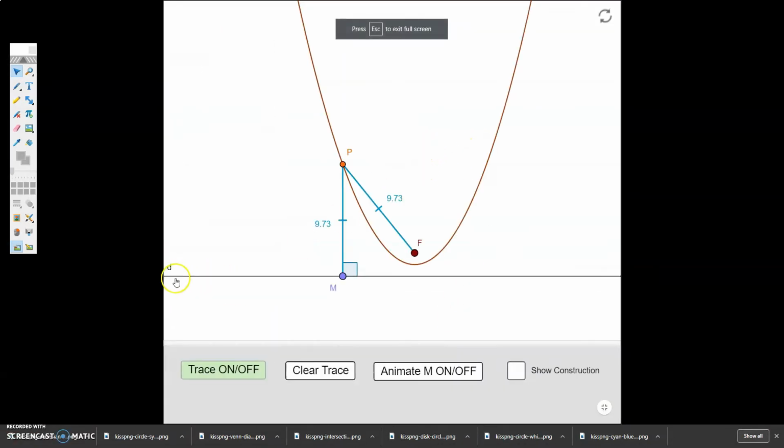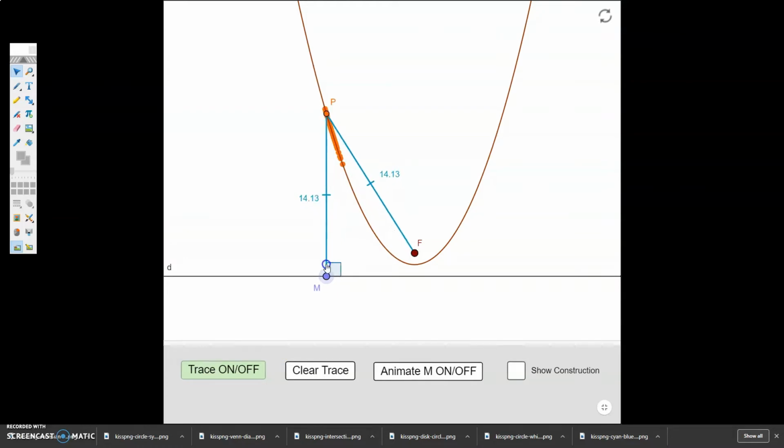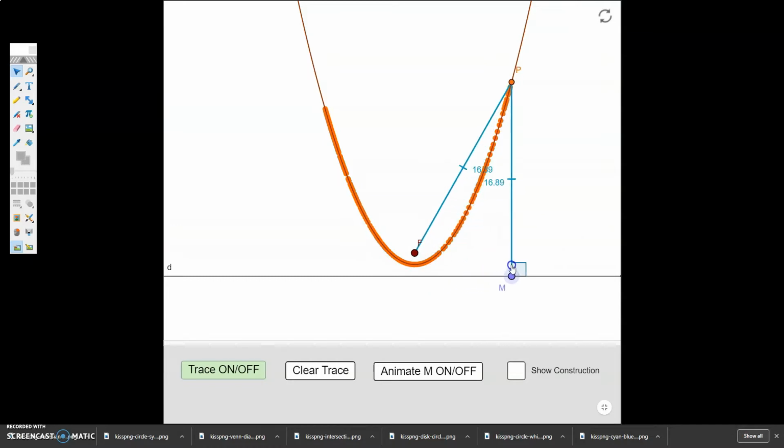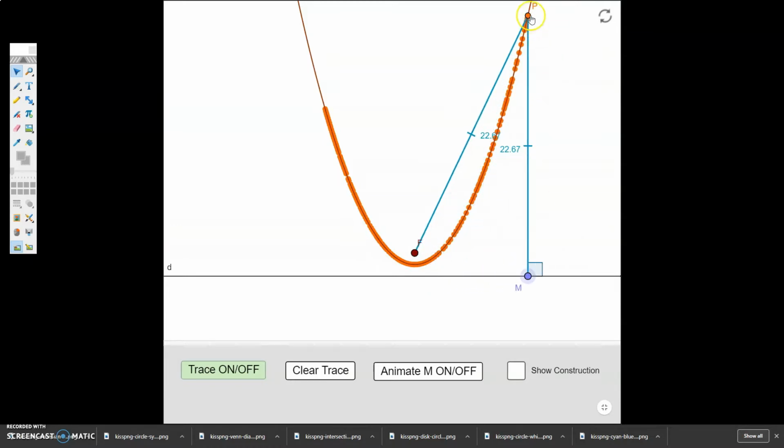So this F here is the fixed point, which is the focus, while this line here is the directrix, line D. Again, on the definition, the parabola is the set of all points that move such that its distance from a fixed point and from a fixed line are equal. So for this instance, the distance from point P to F, which is 22.67, is the same as the distance of point P to point M, which is a point that lies on line D.